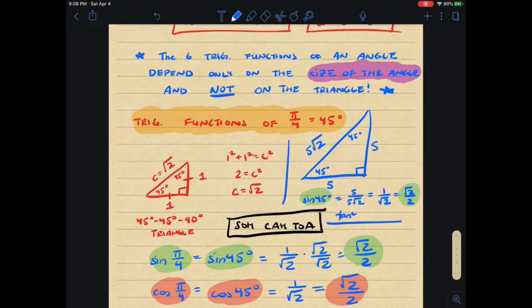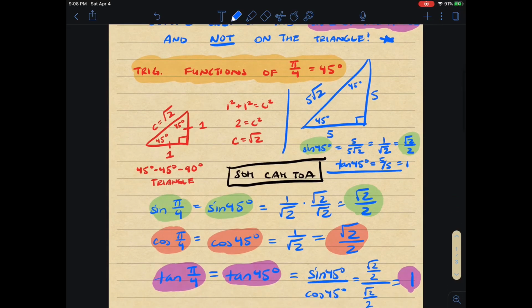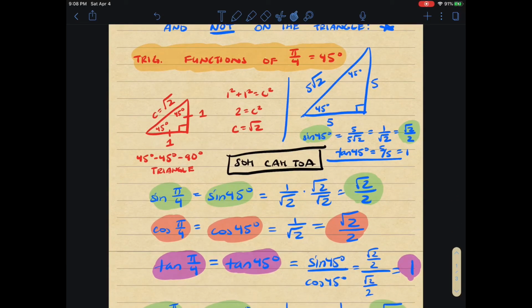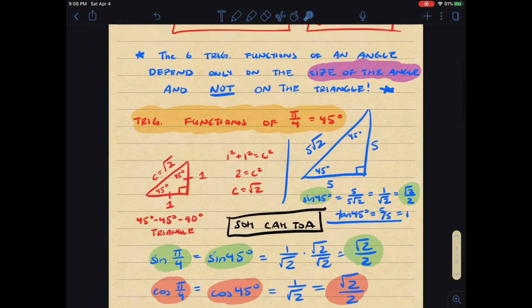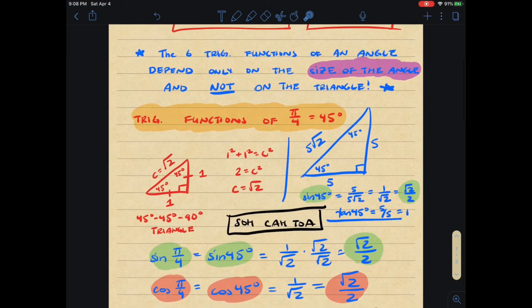Similarly, if I found tangent of 45 degrees, let's say, here I'll just do opposite over adjacent, right? I'll get 5 over 5, which is 1. And if you look at earlier, when we found tangent of pi over 4, we also got 1. And so what this statement is saying is that it only depends on the size of the angle.